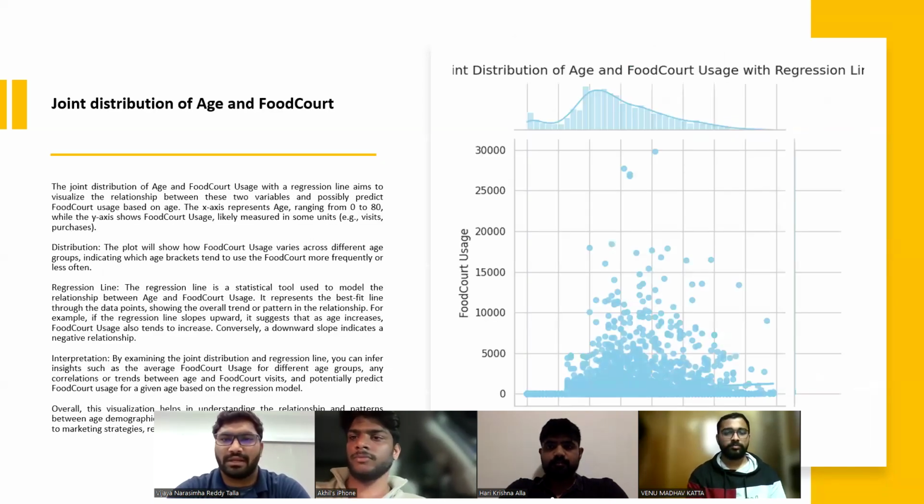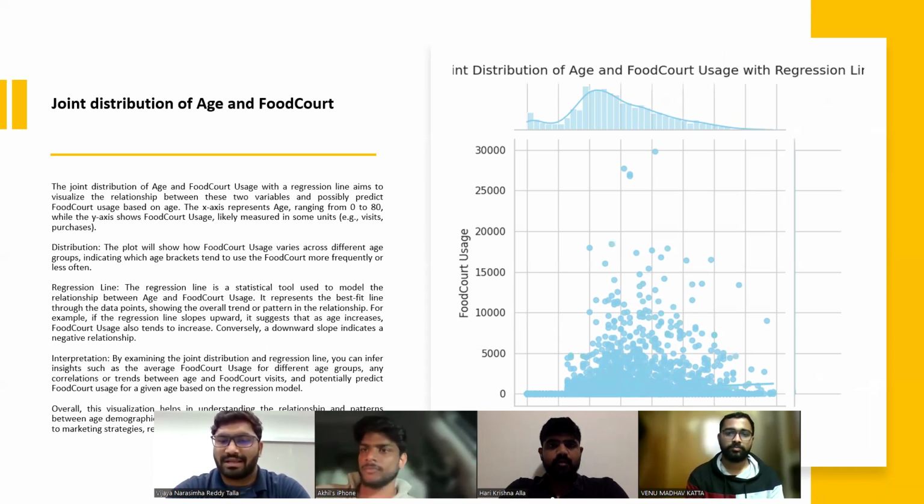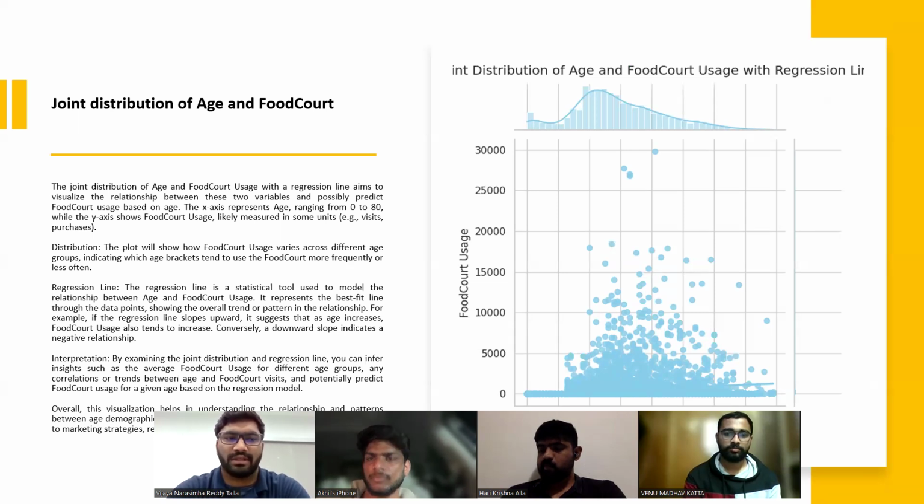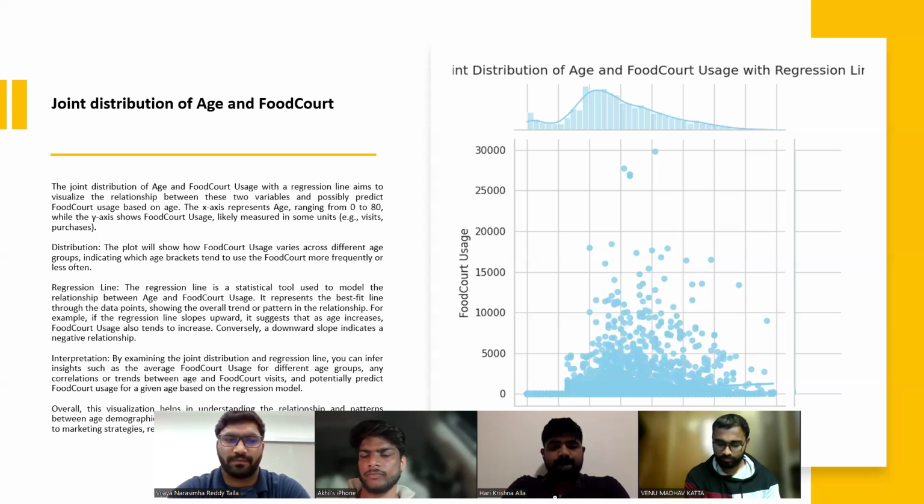Here you can see the relation distribution plot. Here on the x-axis, it is again age, and on the y-axis, it determines food court usage. Here we can see the regression line that varies with age. Here again, the food courts are majorly used by ages 20 to 60. Here we can see the troughs and peaks in this regression line. Coming to the next slide.